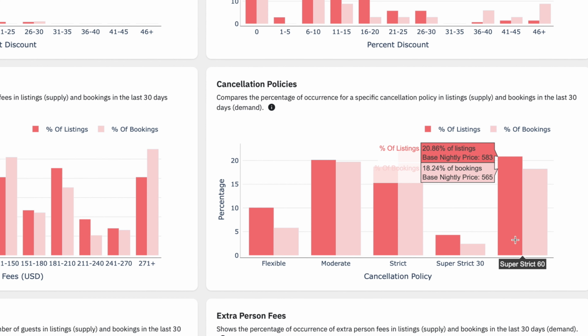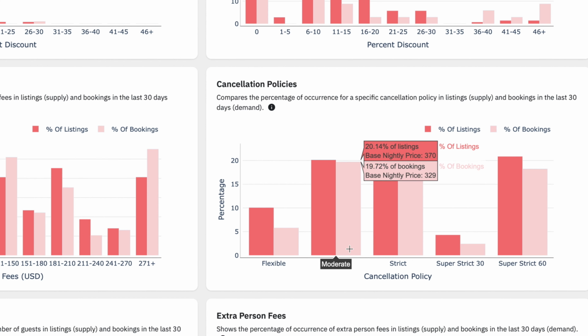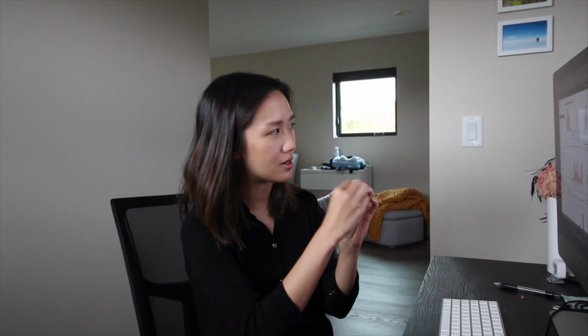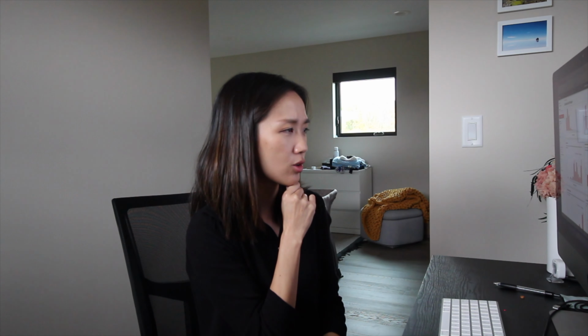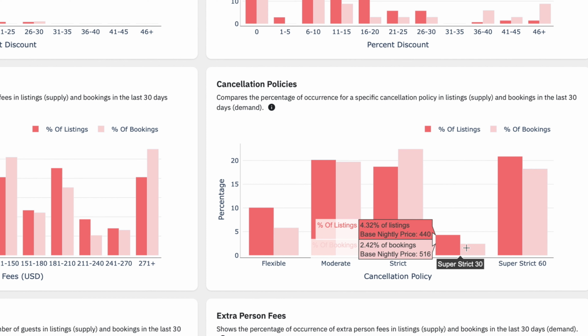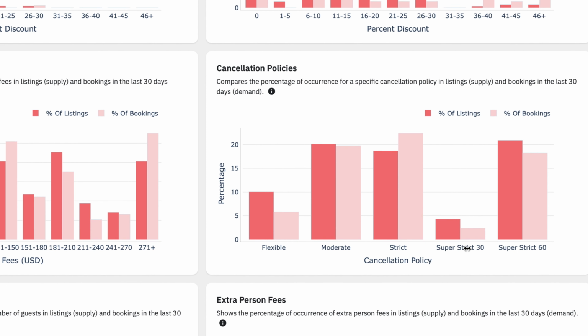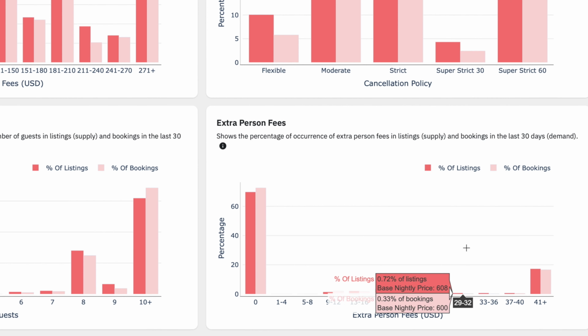Based on this, I feel pretty comfortable staying in the strict policy because we are a bigger house. So within the 4 to 6 bedroom market, we should be on like middle to higher end at least. And so yeah, I'm keeping that. Strict and super strict seems to be a deterrent though. The red bar is taller than the pink bar. So probably not gonna do that.